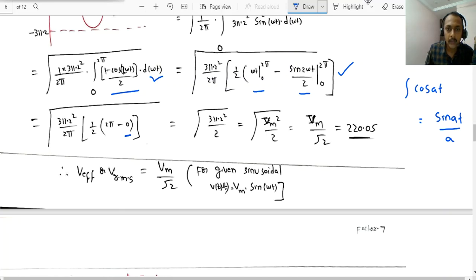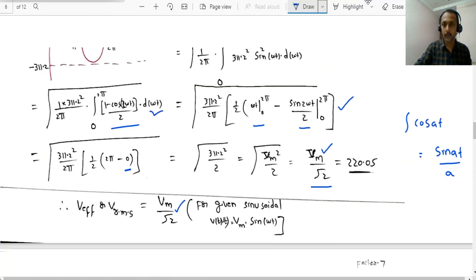So on simplification, we got 311 square by 2. But what is 311 in our context? Maximum value, Vm square by 2. We just take the root: root of Vm square by 2, that is Vm by root 2. Very, very important here, students. If you have a sinusoidal of the form V of t equals Vm sin omega t, its RMS value is Vm by root 2. Effective or RMS value.